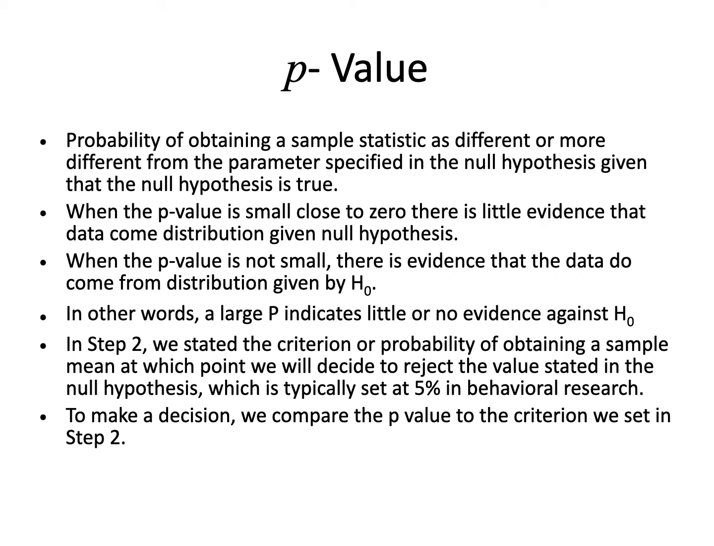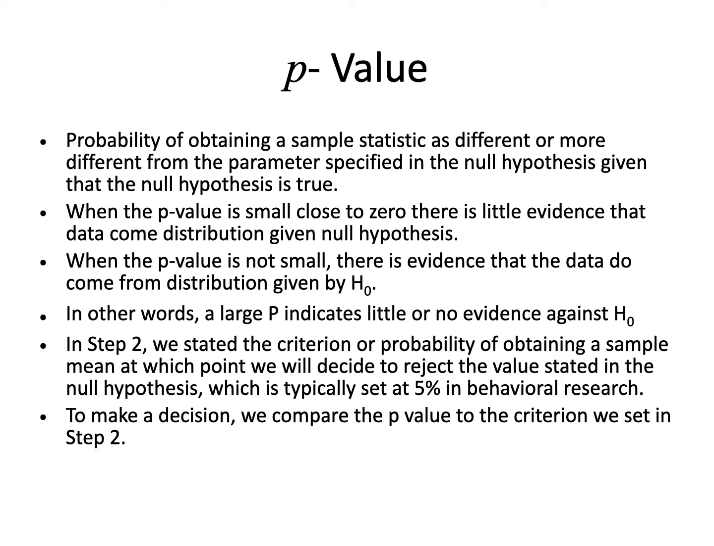We can also take the decision on the basis of p-value. This p-value is nothing but the probability of obtaining a sample statistic as different or more different from the parameter specified in the null hypothesis, given that the null hypothesis is true. And when the p-value is small or close to 0, then there is little evidence that data come from the distribution given in the null hypothesis.